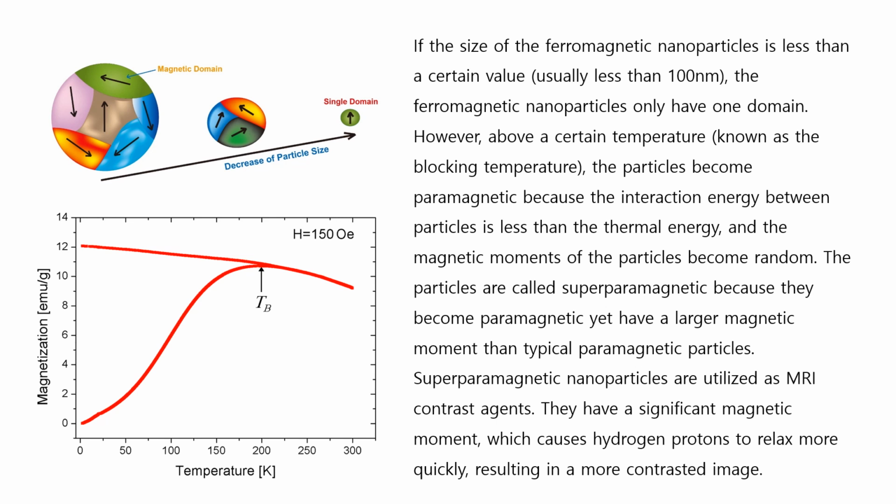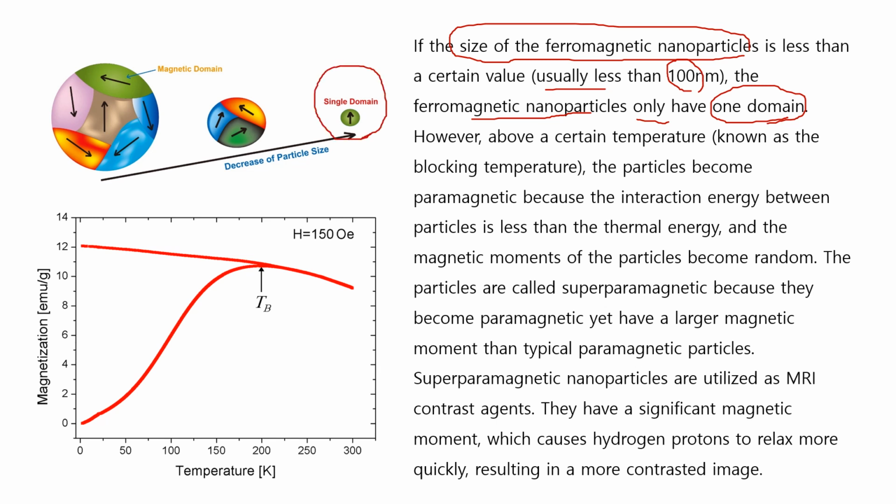If the size of ferromagnetic nanoparticles is less than a certain value, usually less than 100 nanometers, the ferromagnetic nanoparticles only have one domain. So if we reduce the size of nanoparticles, then eventually we have just one domain, a single domain. Okay.